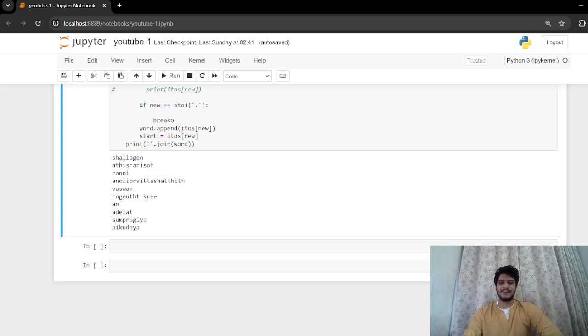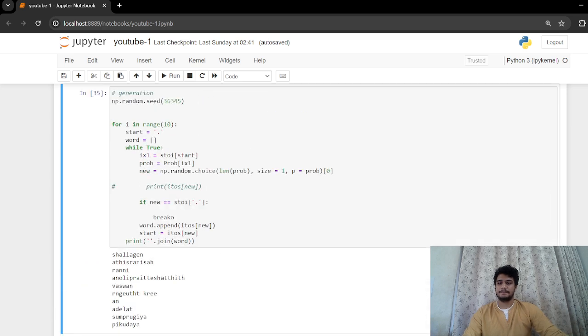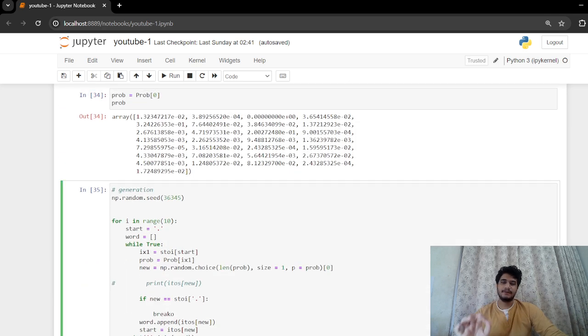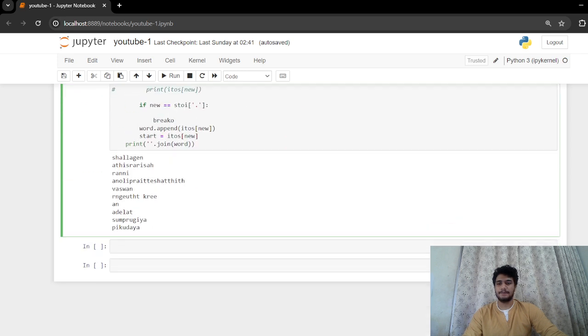Hi guys. Let's continue from where we stopped last time. Last time we did generation. These are the generated outputs we got from the bigram model. Now we need a way to actually check the quality of the trained model.